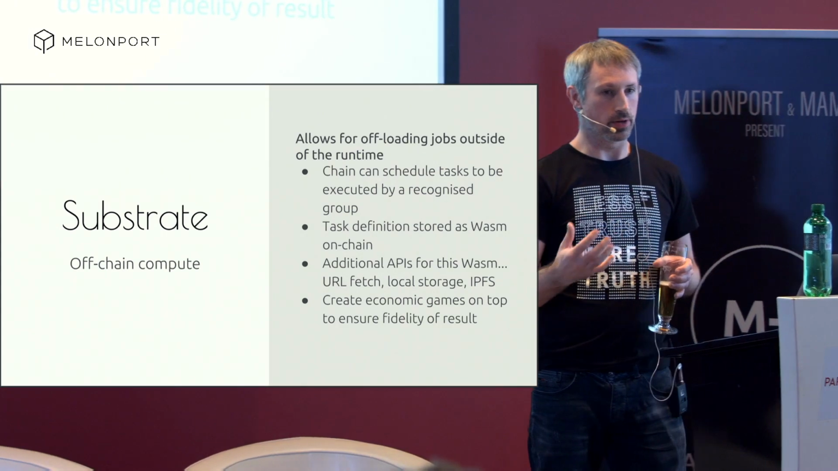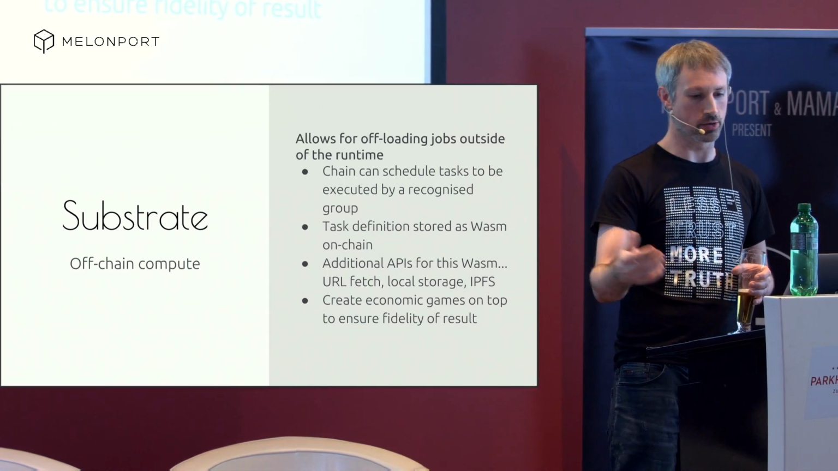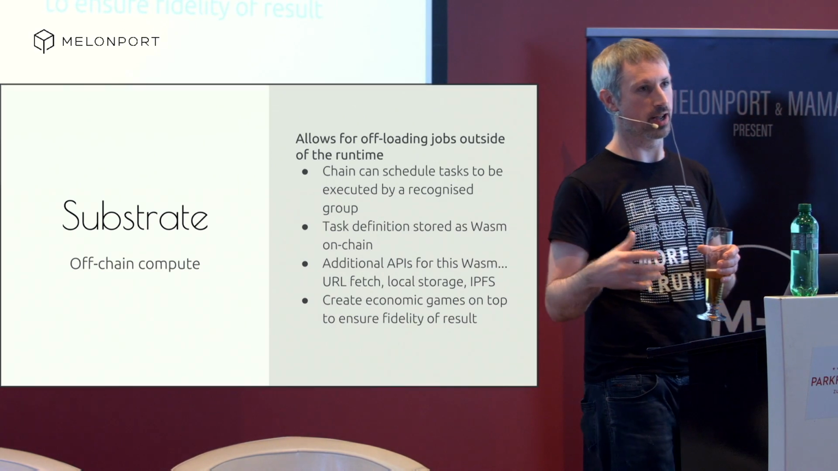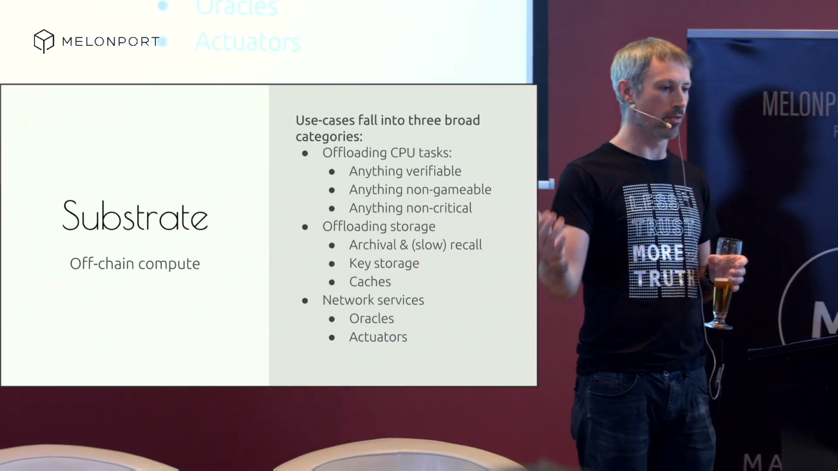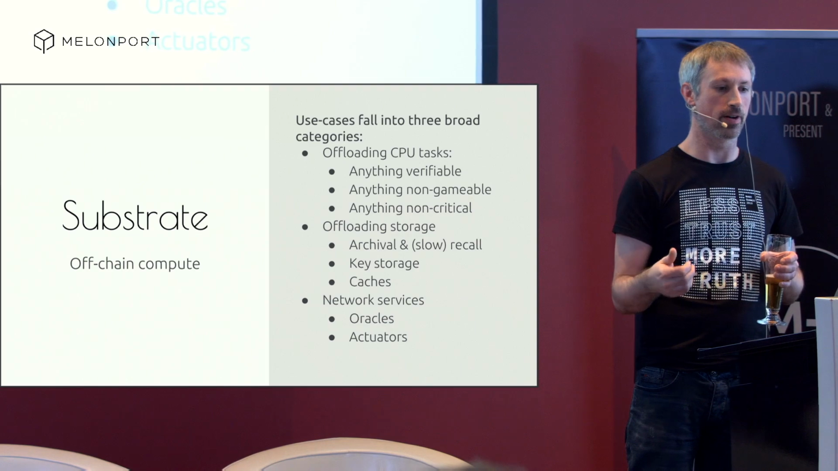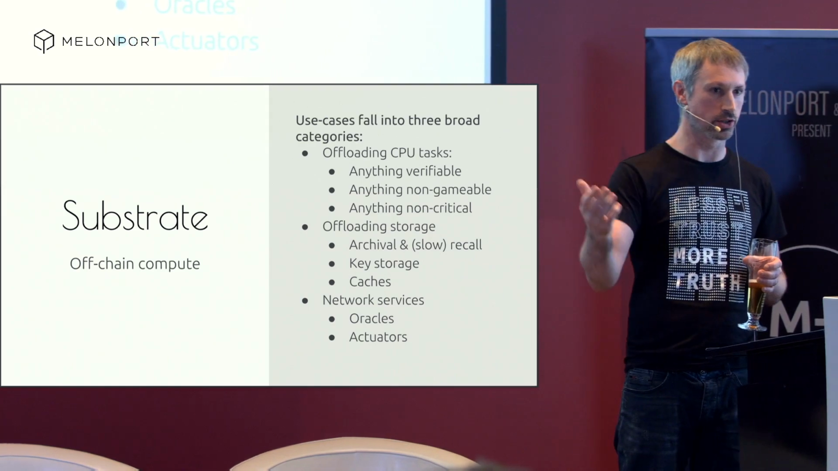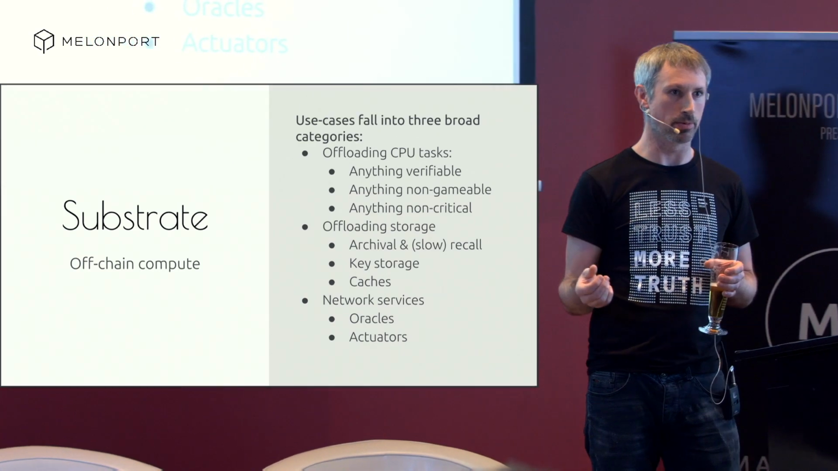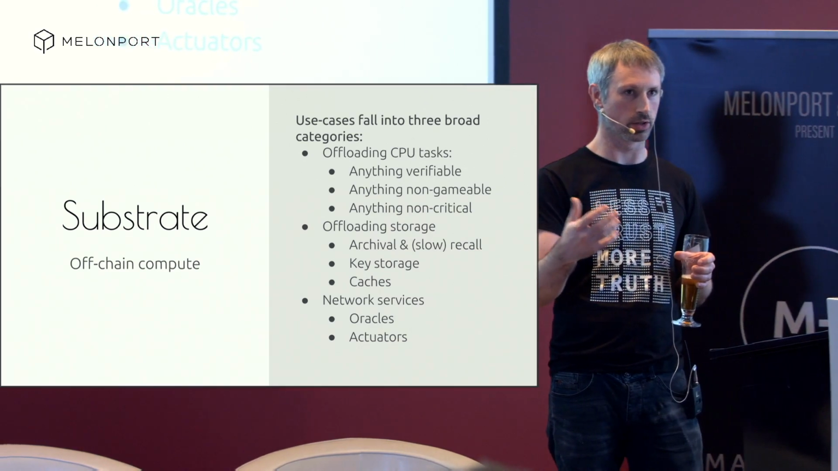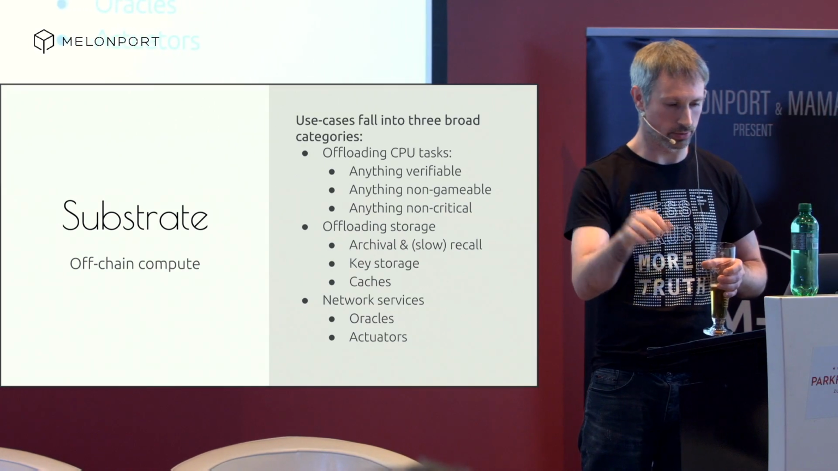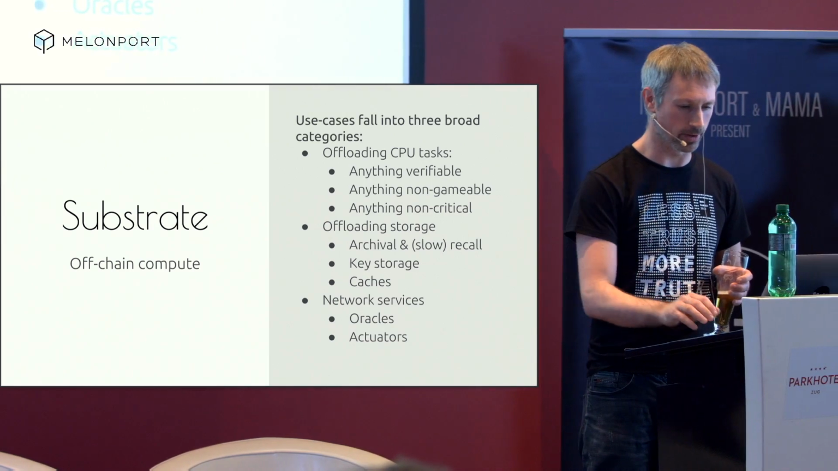Now, if you want to do this in a trustless fashion, so you're rolling out a public blockchain, that's where you use these things to create economic games on top to ensure that you're going to have a result that makes sense at the end of it. So simple use cases. If you want to offload CPU tasks, it's got to be something that's verifiable, right? So either you can verify it on-chain to make sure that the answer is correct. So optimization problems fall into this. Anything non-gameable, which means basically you've got to put some crypto-economic games in it to make sure that no one can just break it by choosing the wrong data, or anything non-critical. If it doesn't really matter whether it's that correct anyway, that fits too.